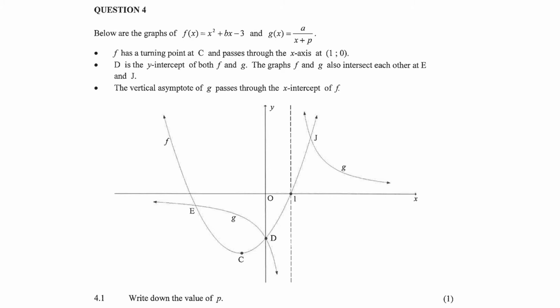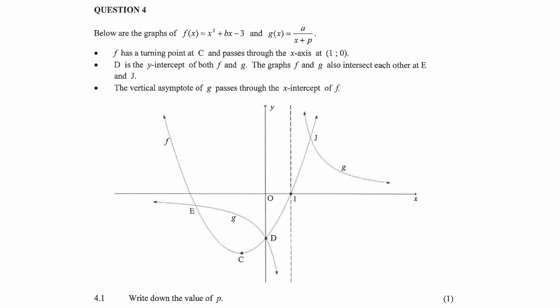Okay, now we have 4.1. 4.1 says we should write down the value of p. So what's the value of p? How do we get the value of p? The value of p is on the graph of g(x).